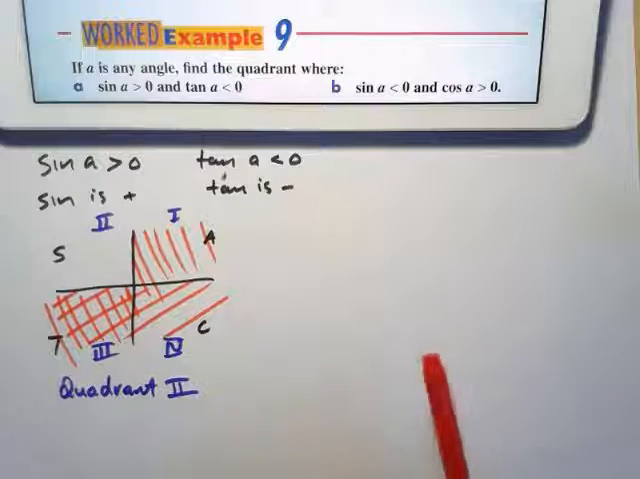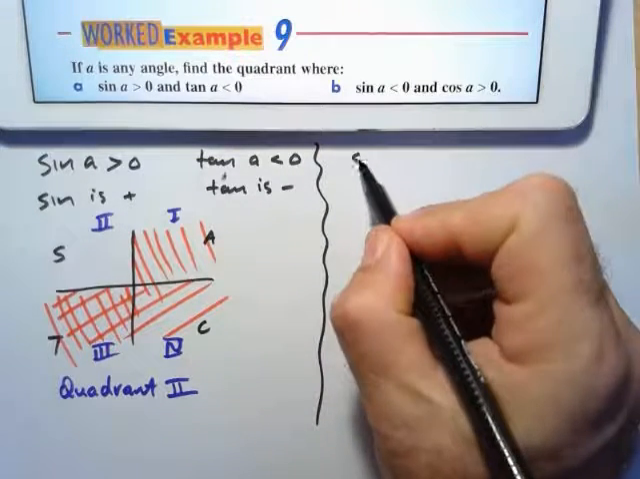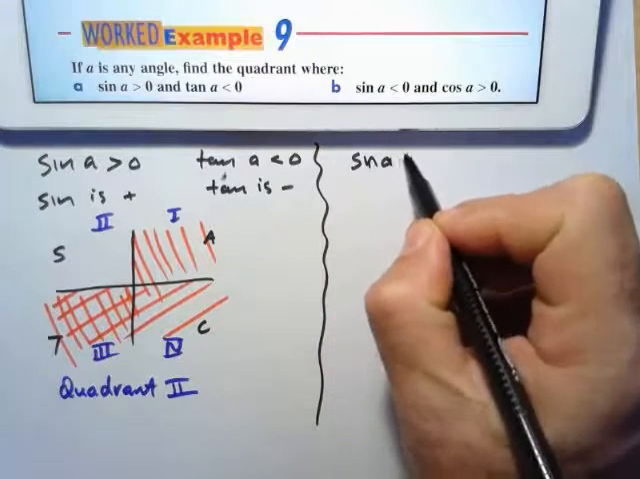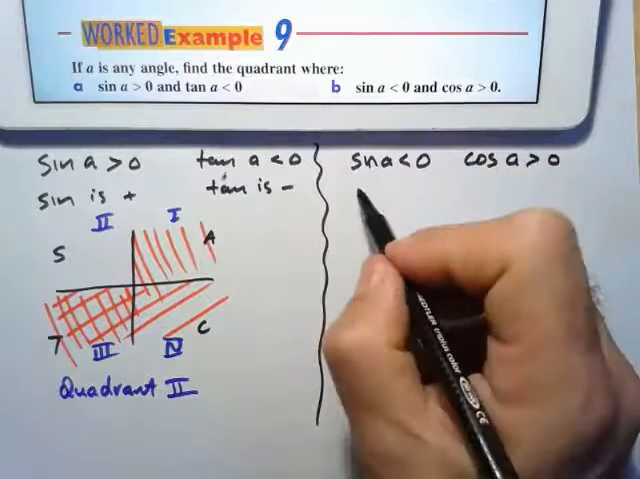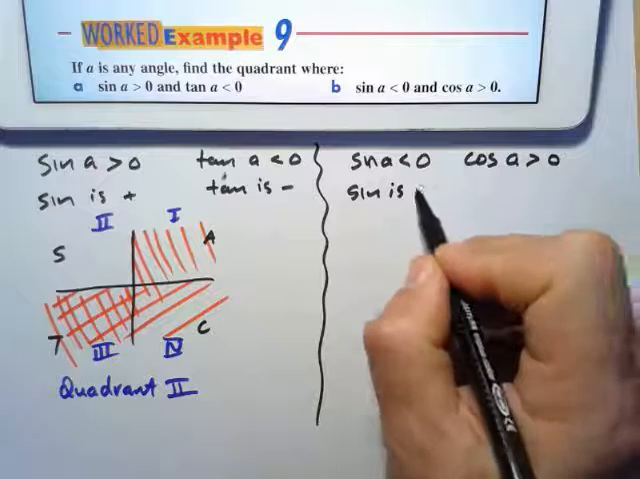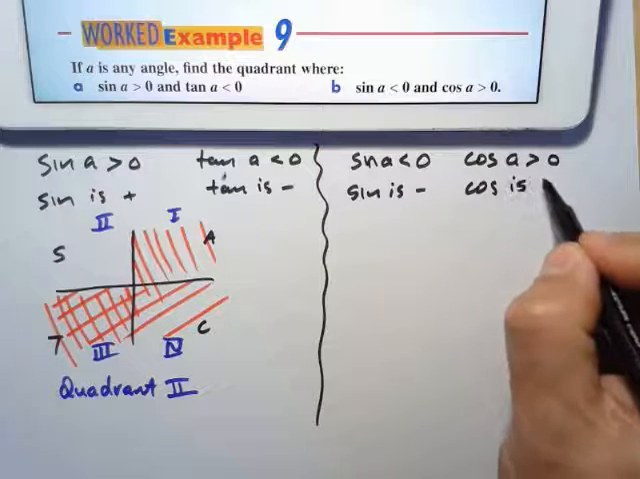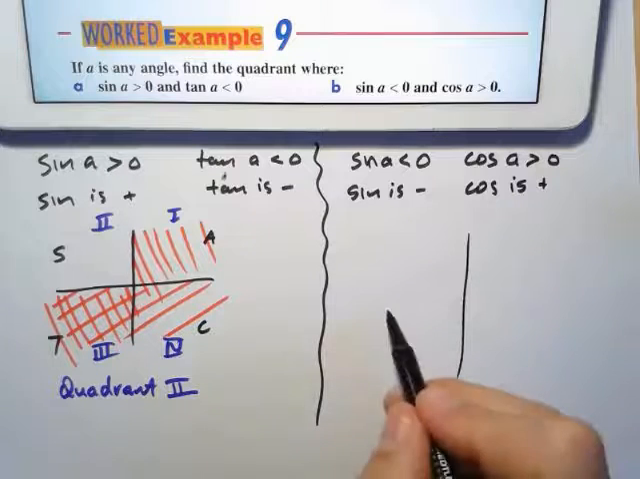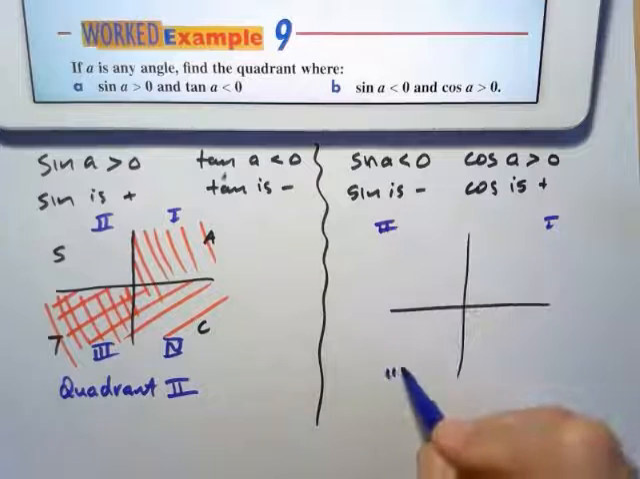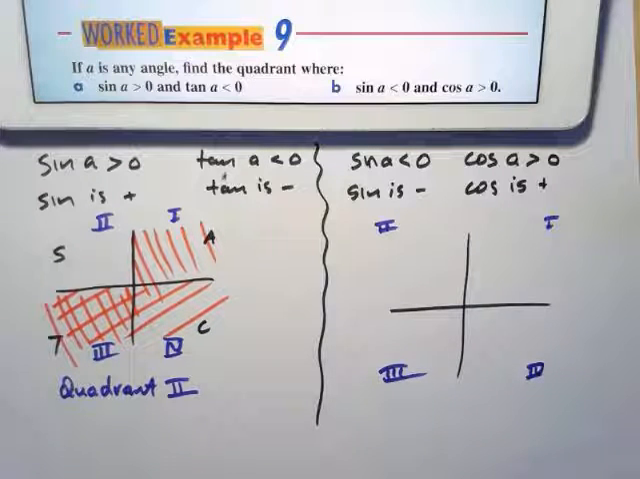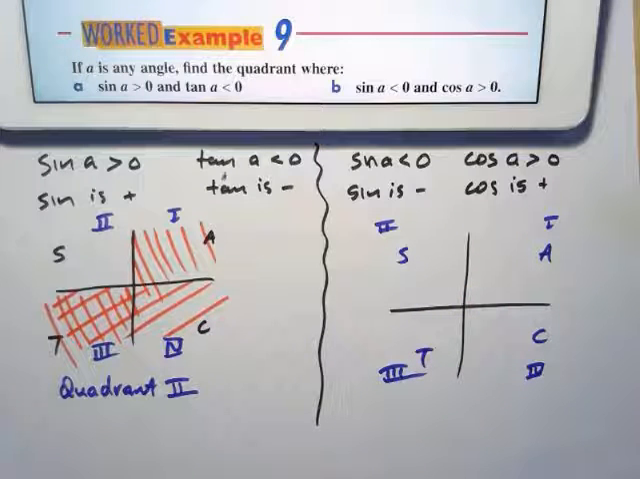Okay, let's look at this one. They say sine A less than 0 and cos A greater than 0. So it means sine is negative and cos is greater than 0, which means cos is positive. I'm going to use the elimination method. I'm going to say this is quadrant 1, quadrant 2, quadrant 3, quadrant 4. I'm going to say this is CAST, and I'm going to write out the opposite.